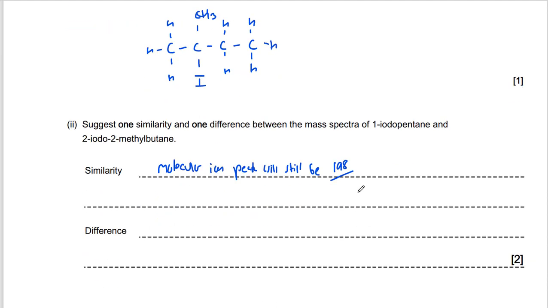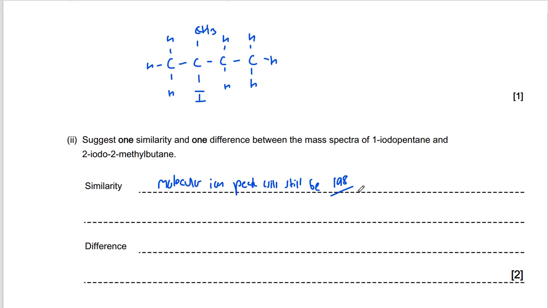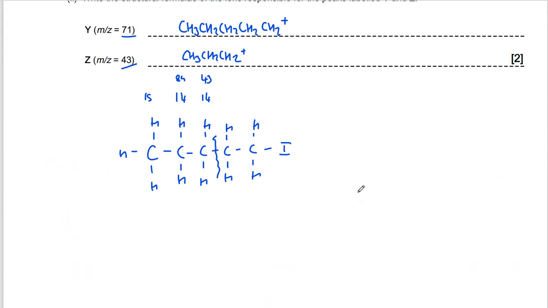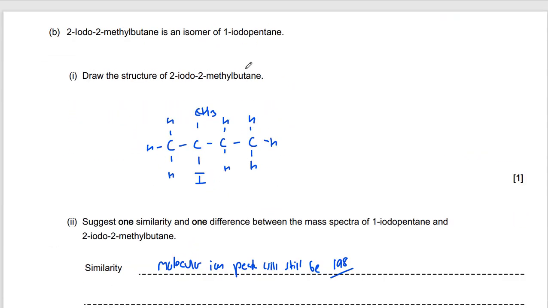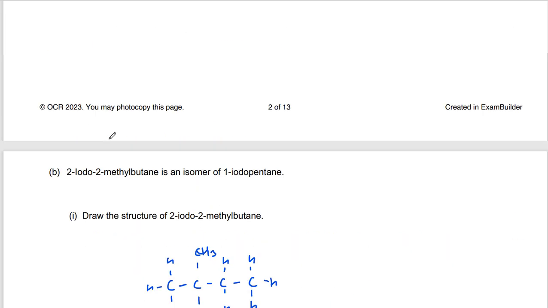The difference will now come with the fragments, because remember earlier when we looked at this, it's actually the one I've still got drawn. Remember earlier we had a peak at m/z 43 and one at 71. Now the one at 71 will still be there, because if you break this bond here, everything else still equals 71. So that's the same. In fact, that could be your similarity if you wanted it to be. The peak at 71 is still the same.